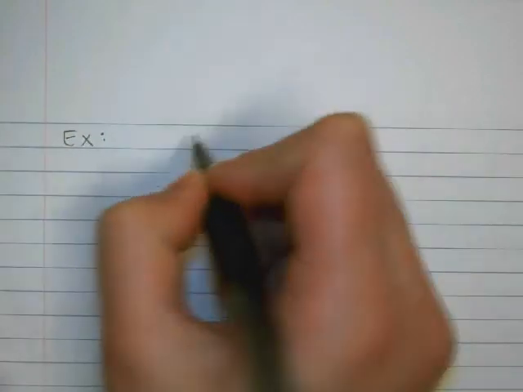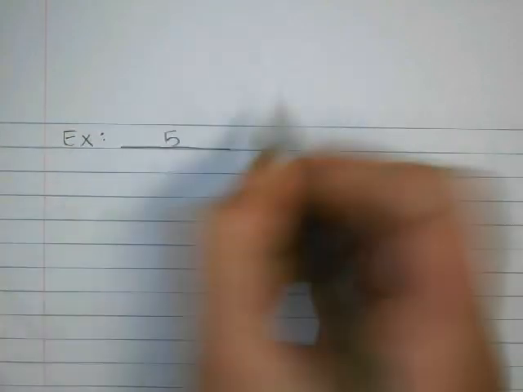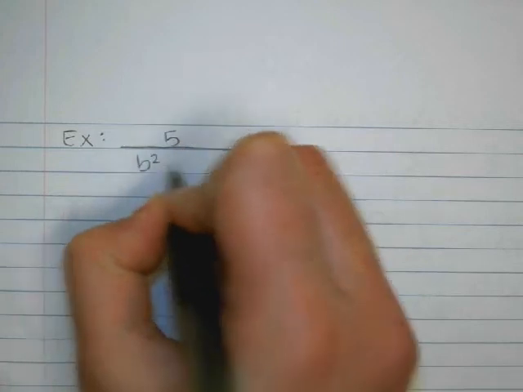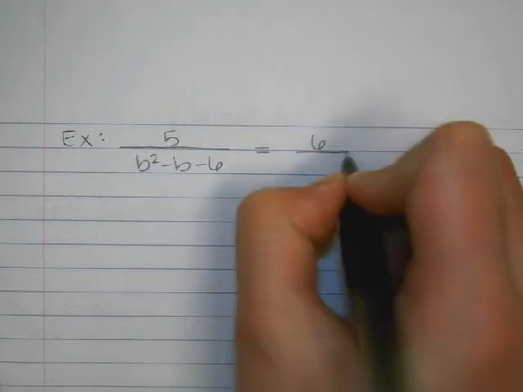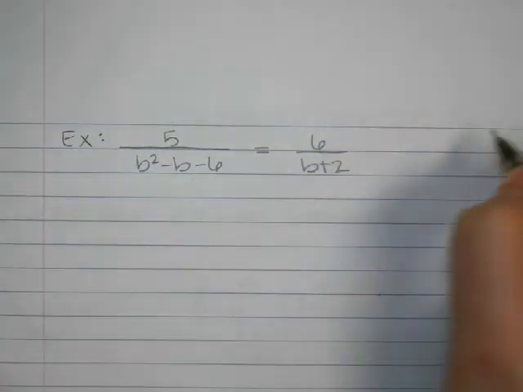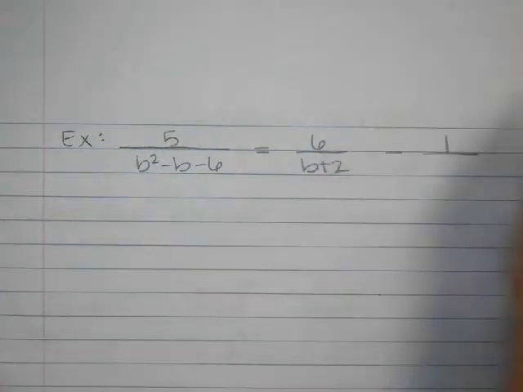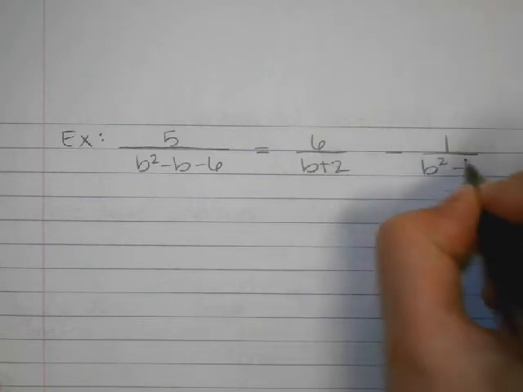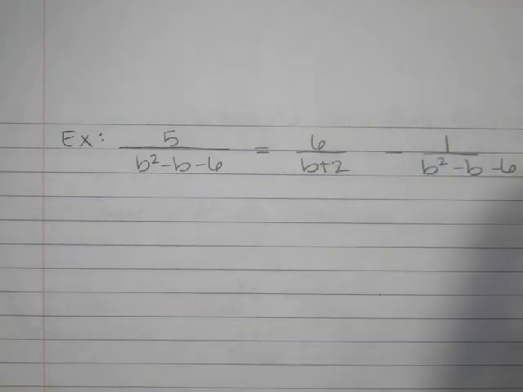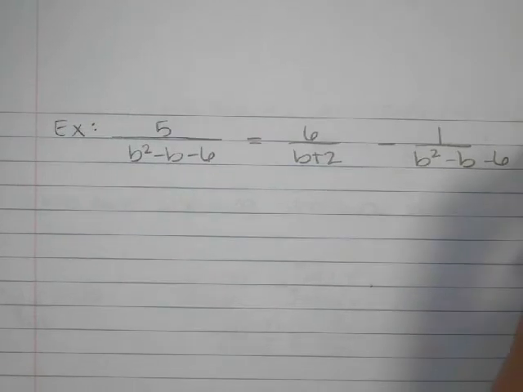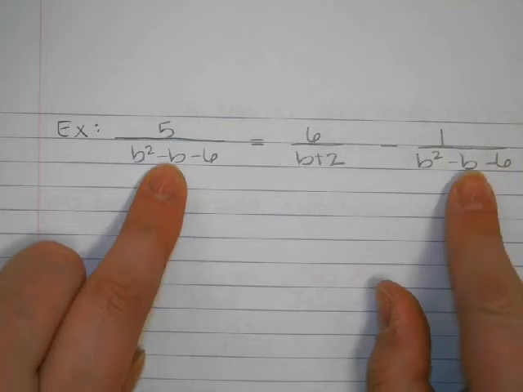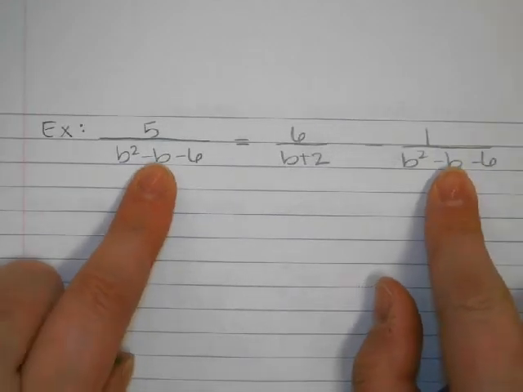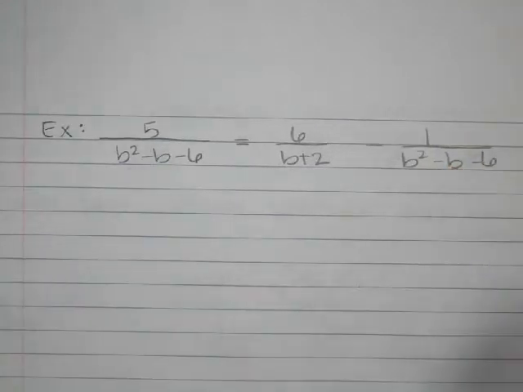Okay, here, we're going to do 5 over b squared minus b minus 6 equals 6 over b plus 2 minus 1 over b squared minus b minus 6. So here, to find our common denominator, we need to factor, and we can see already that these are the same. So we do need to factor these just to see what different factors we have in the denominator to make sure that we can get a common denominator.